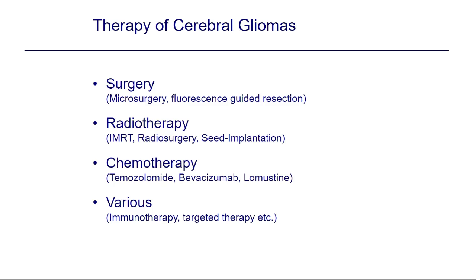Today, therapy of cerebral gliomas is based on 3 pillars, namely surgery, radiotherapy, and chemotherapy. Surgery has been improved in the last decades, for example by microsurgery or fluorescence-guided resection, radiotherapy by dedicated techniques like intensity-modulated radiotherapy, radiosurgery or seed implantation. For chemotherapy, frequently used drugs are temozolomide, bevacizumab or lomustine, and there are a number of other advanced treatment options like immunotherapy or targeted therapies, which can improve individual treatment strategy.